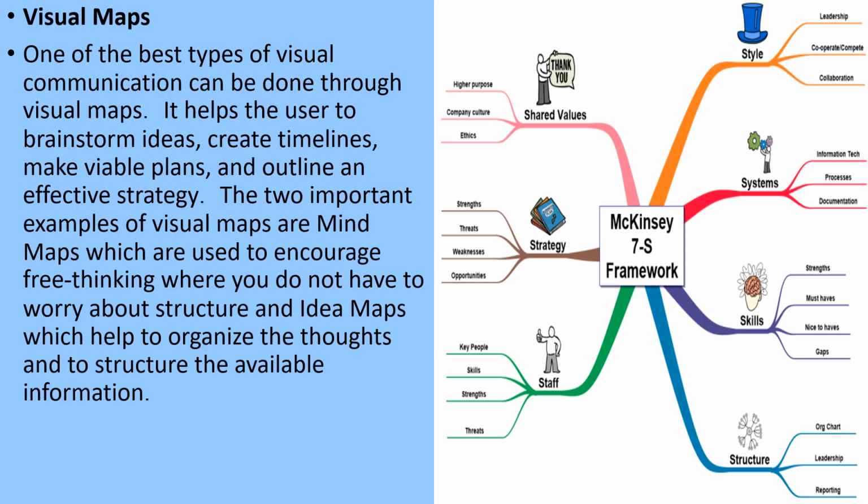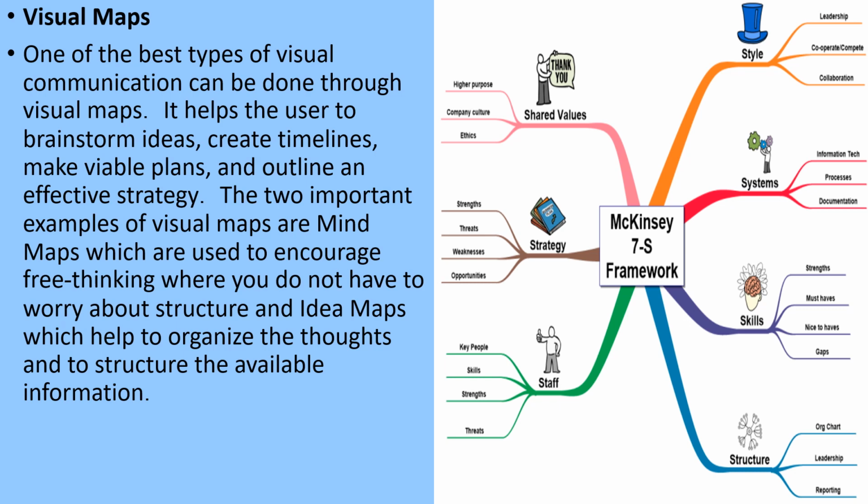Visual maps. One of the best types of visual communication can be done through visual maps. It helps the user to brainstorm ideas, create timelines, make visible plans, and outline an effective strategy. The two important examples of visual maps are mind maps, which are used to encourage free thinking, where you do not have to worry about structure, and idea maps, which help to organize the thoughts and to structure the available information.